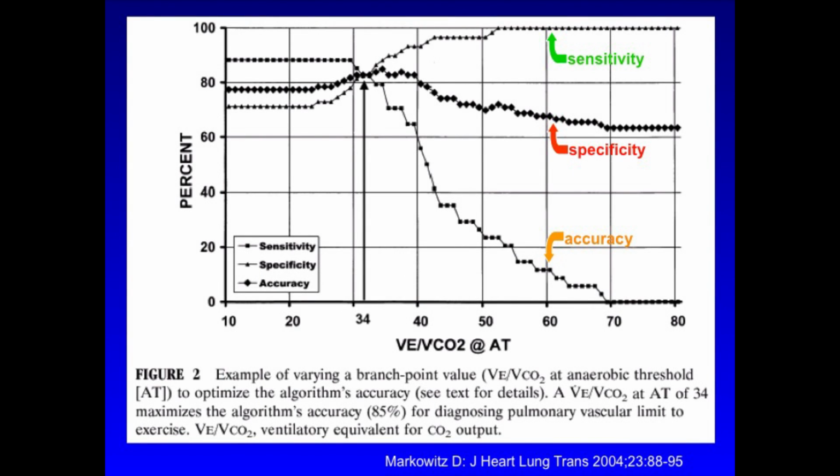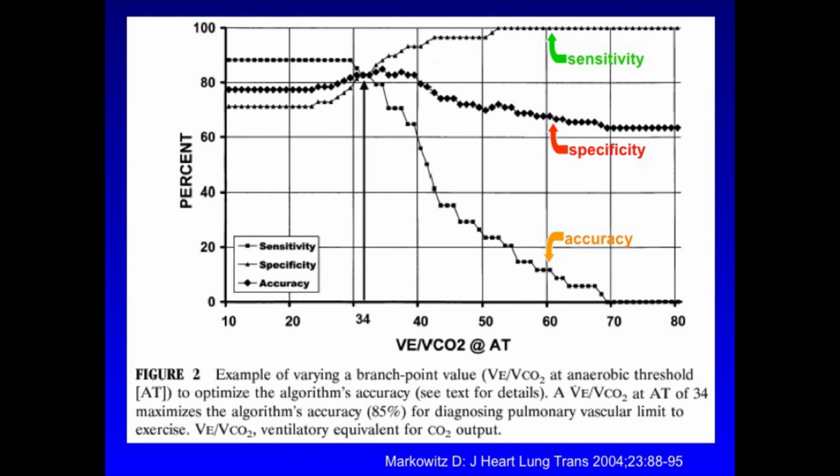Here is a paper that came from the folks at Harvard who did this and more. They looked at catheterization, and they found, lo and behold, that exactly the same number, 34 and above, was their cutoff for what they determined a pulmonary vascular limit to exercise. So that's at the anaerobic threshold, which I showed you in the graph here, is usually around the nadir, the lowest point before it starts to go up.